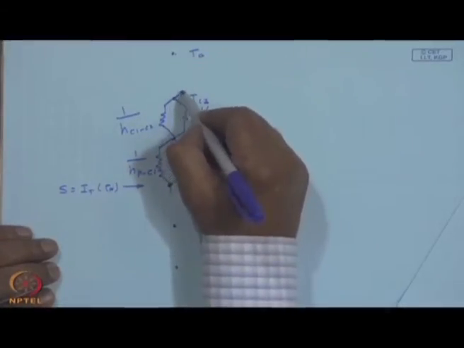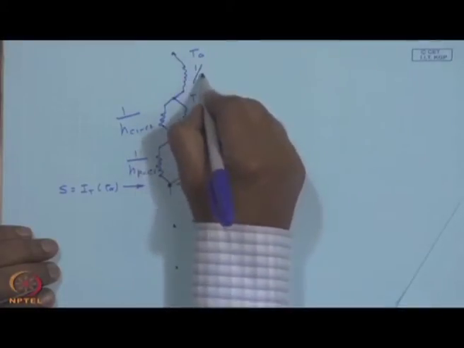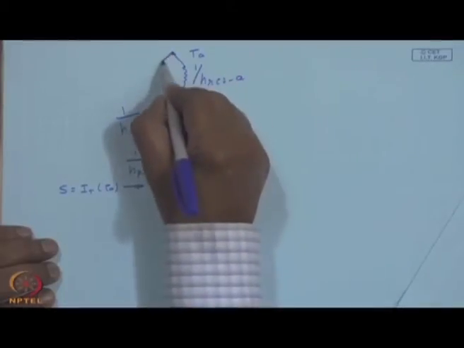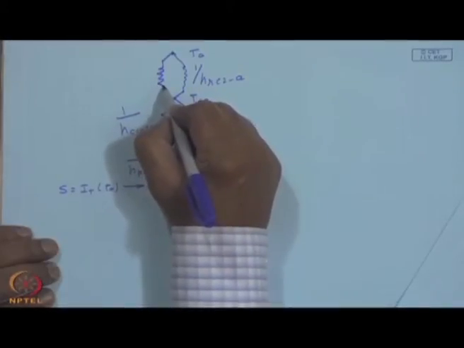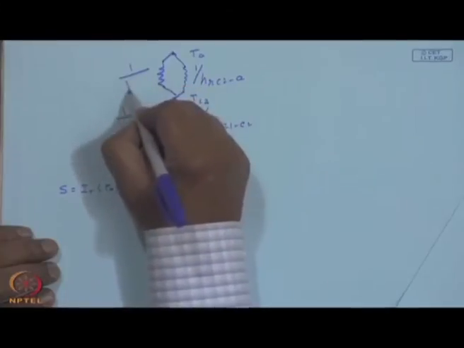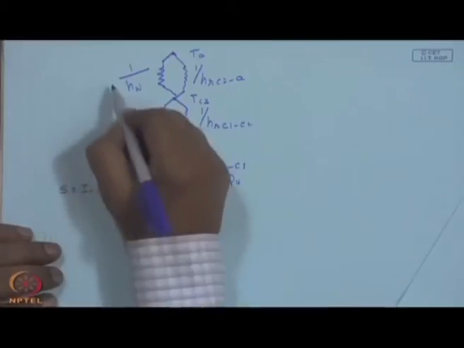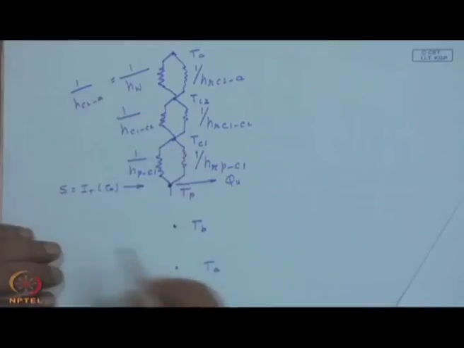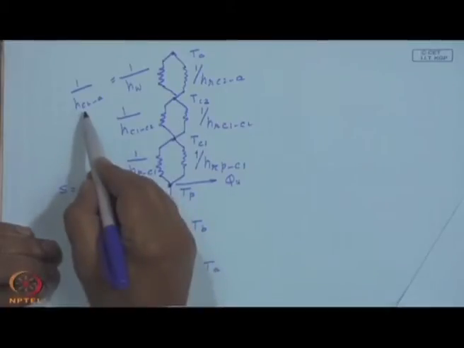From here, we again have a radiative loss H r C 2 to the ambient, then a convective loss by wind, which is 1 upon H w, or you can call it 1 upon H C 2 to ambient. So, this is a wind heat transfer coefficient, or in general terminology, from cover 2 to the ambient.